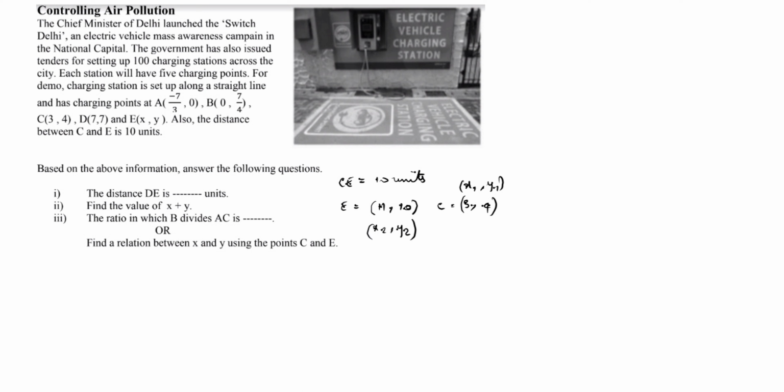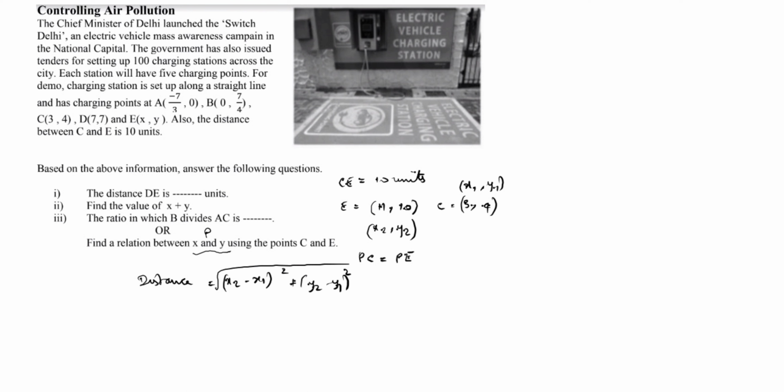You see this question: find the relationship between x comma y using the points C and E. So x comma y, you can take it as P. So PC is equal to PE. What is the distance formula? The distance formula is the square root of (x2 minus x1) the whole square plus (y2 minus y1) the whole square.